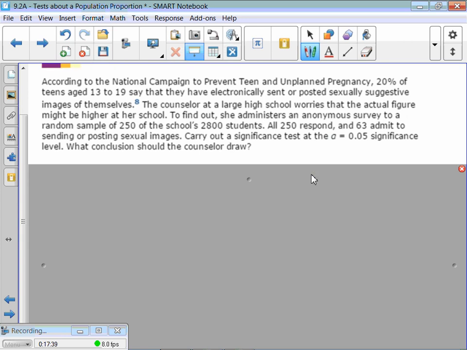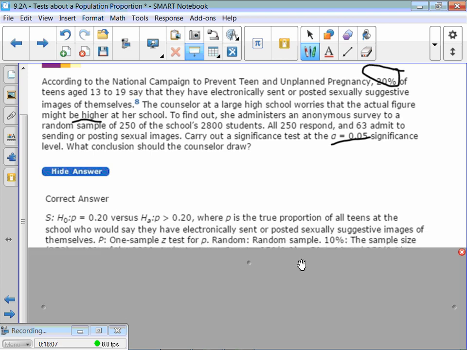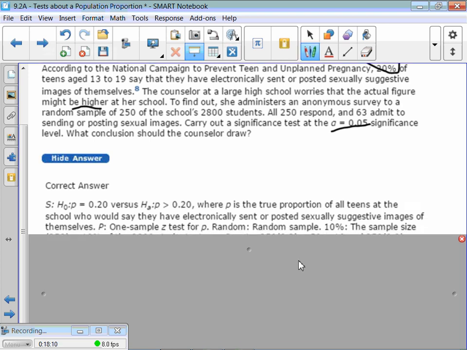So for the state, we got to do our null and our alternate hypothesis. So what do you guys think the null hypothesis is? It would be that p is 20%. Okay. And what do you think the alternate hypothesis is? We want to know, she's worried that it might be higher, so that p is greater than 20%. Make sure you define p and then state your significance level in the state part. Then we do plan.